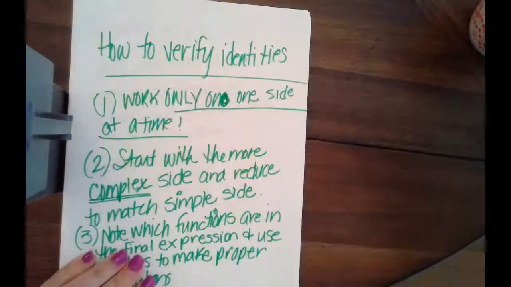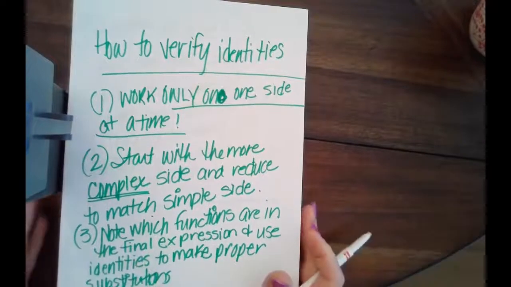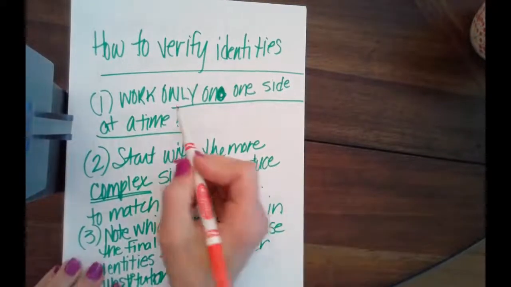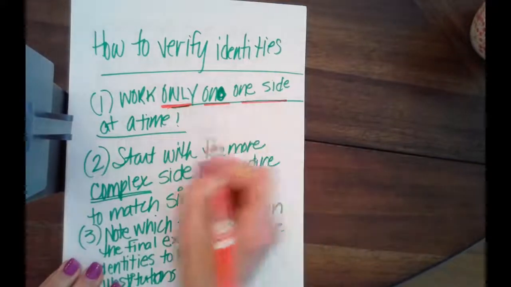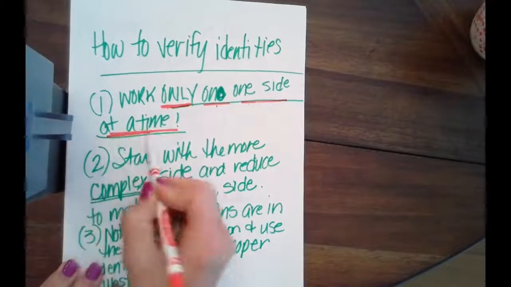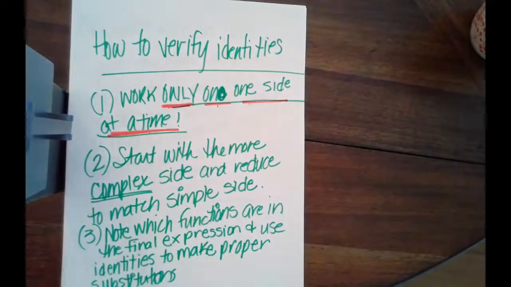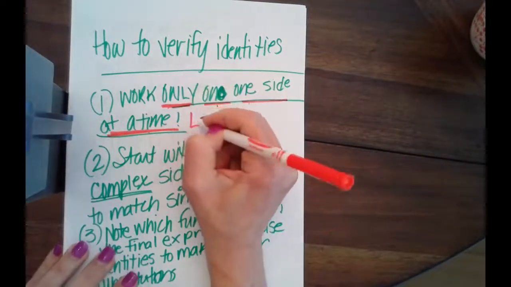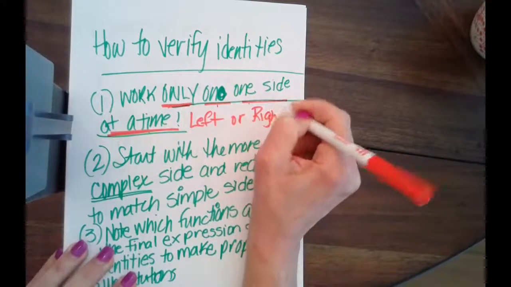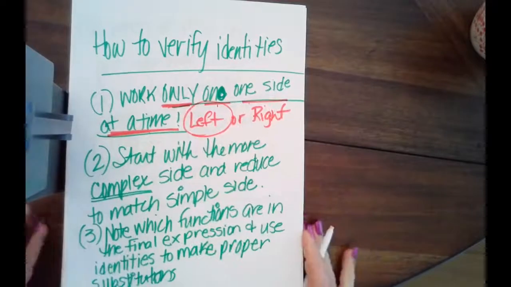So here's some rules on how to verify identities. These are some steps. Number 1, work only on one side at a time. You will never use left and right sides together, bringing them down. So you'll either use the left or the right. It depends. Typically it's the left, but it may differ.